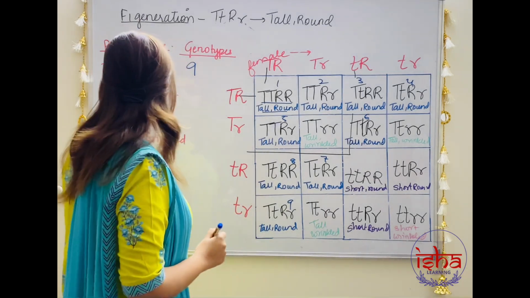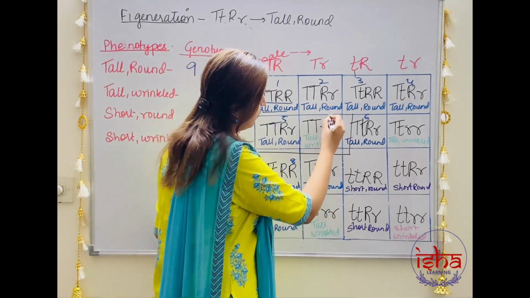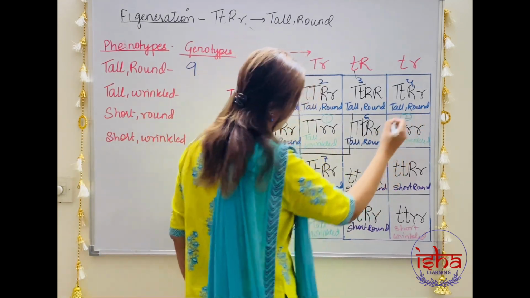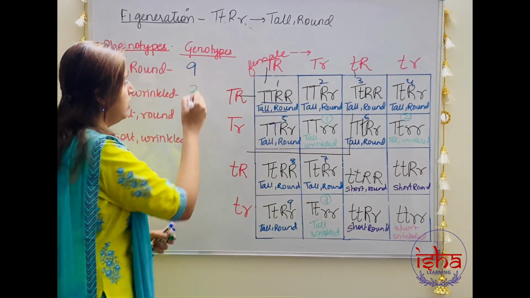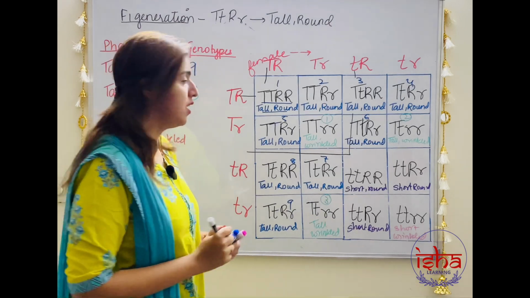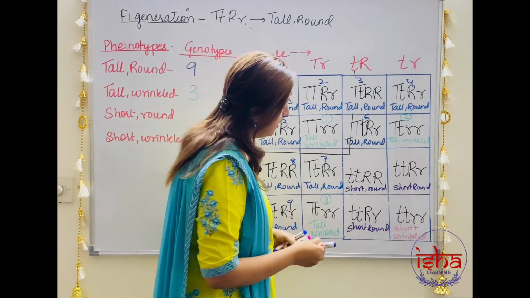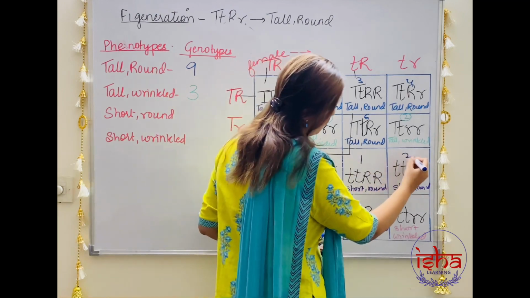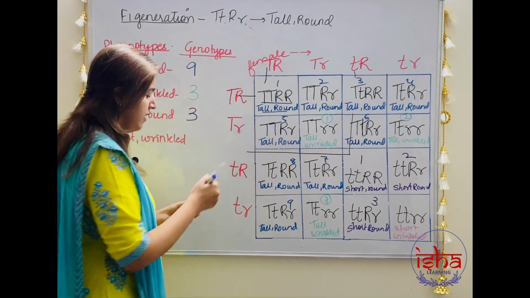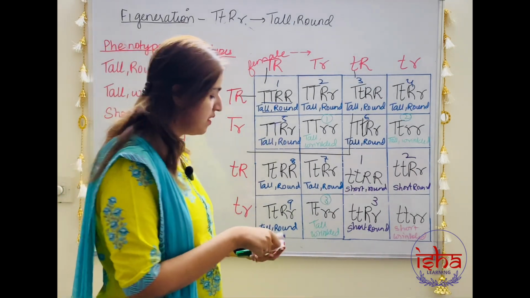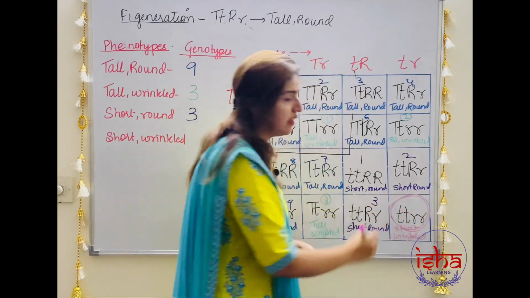Now let's move on and count the tall and wrinkled ones. So ये है tall, wrinkled. 1, 2 and 3. So 3 plants have tall plants with wrinkled seeds. Now the next one, short and round. So denoted by the purple color here, 1, 2, 3. So 3 plants of this type, and there's going to be only 1 plant present in the last block that has short plant with wrinkled seeds.